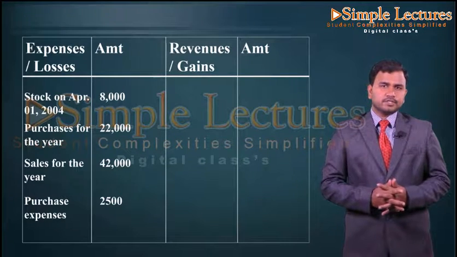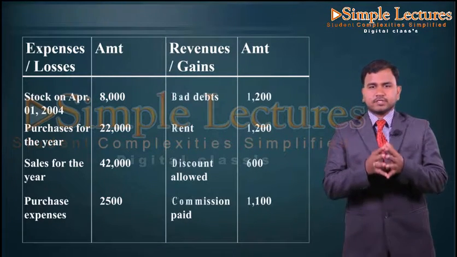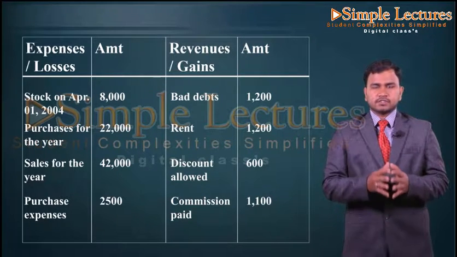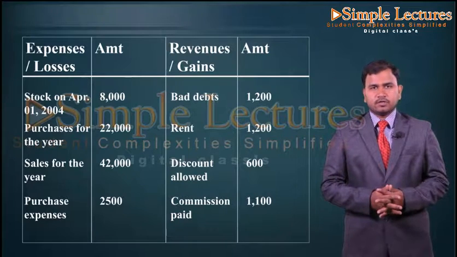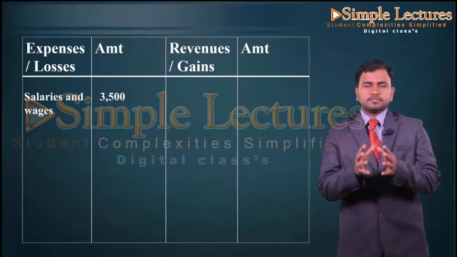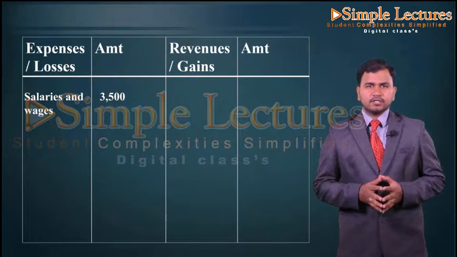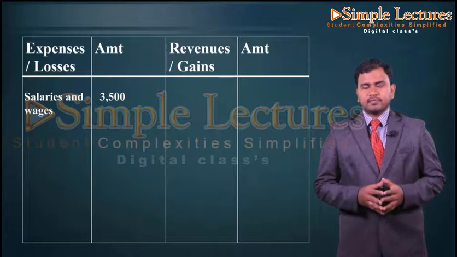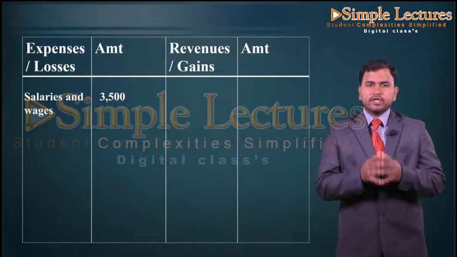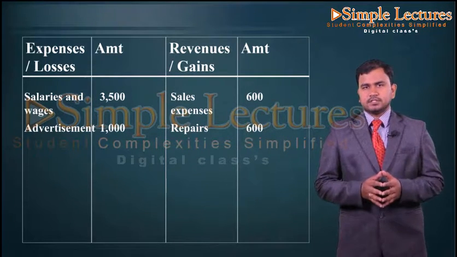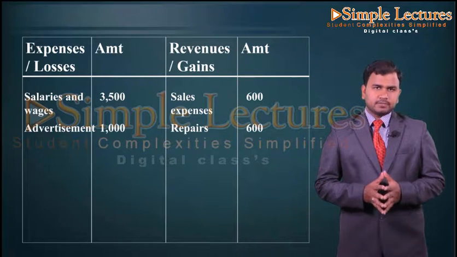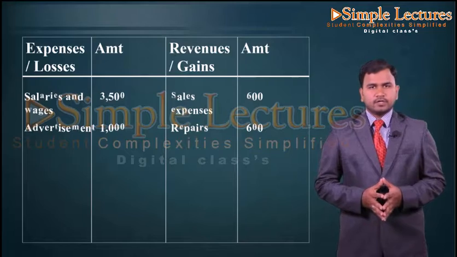Then we have some more expenditures here, as we have bad debts, rent, discount allowed or commission paid. These are all indirect expenses, we are going to record them in the profit and loss account. Then we have salaries and wages. Salaries is nothing but an expense which is paid for the employees who are working in the organization. Since it will become an indirect expense, we are going to record it in the profit and loss account. Then we have advertisement, sales expenses, repairs. These are the expenses which will come under indirect expenses, so they will be recorded in the profit and loss account.